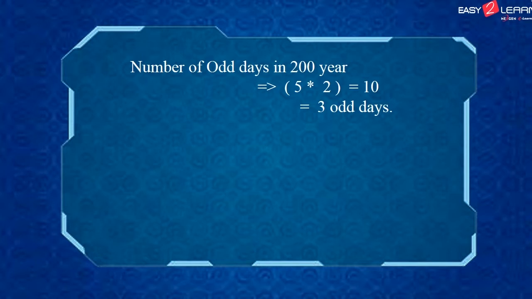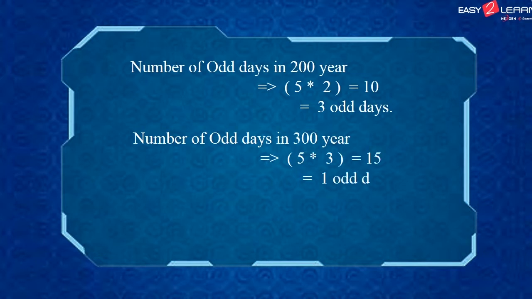The number of odd days in 200 years is equal to 5 into 2, that is 10, and out of those 10 we have 3 odd days. Number of odd days in 300 years, 5 into 3, is equal to 15 days. Again dividing by 7, we get the remainder as 1. So the number of odd days in 300 years is equal to 1. Number of odd days in 400 years.